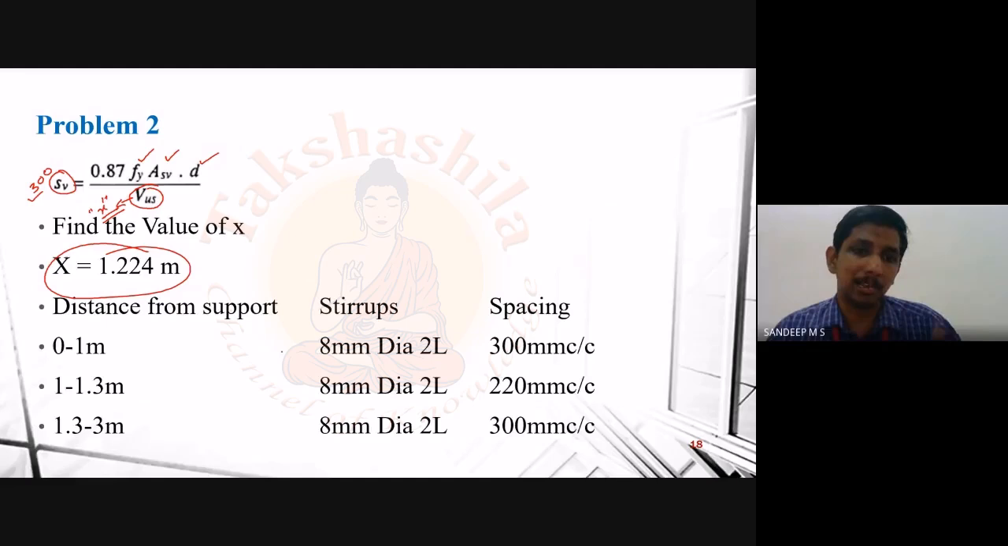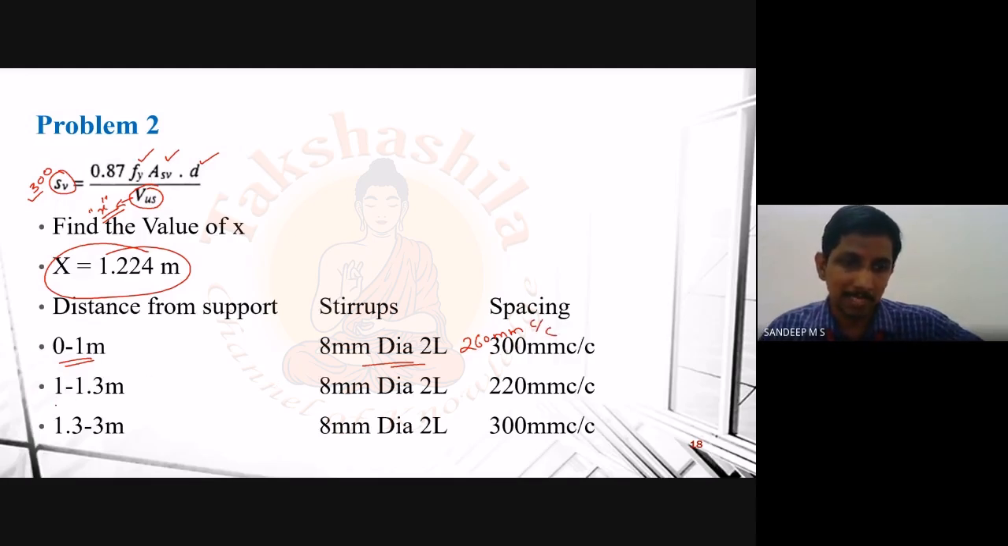So towards the end, once you complete up to this part, what you have to do is give it like this. Say from 0 to 1 meter. We have performed 3 designs: one at the critical section, one at the midspan, then at 1 meter distance. So from 0 to 1 meter, we can give 2-legged 8 mm diameter stirrups at a spacing of, no, this is wrong actually. From 0 to 1 meter, it will be your 260. In your case, it is 260 mm C by C.